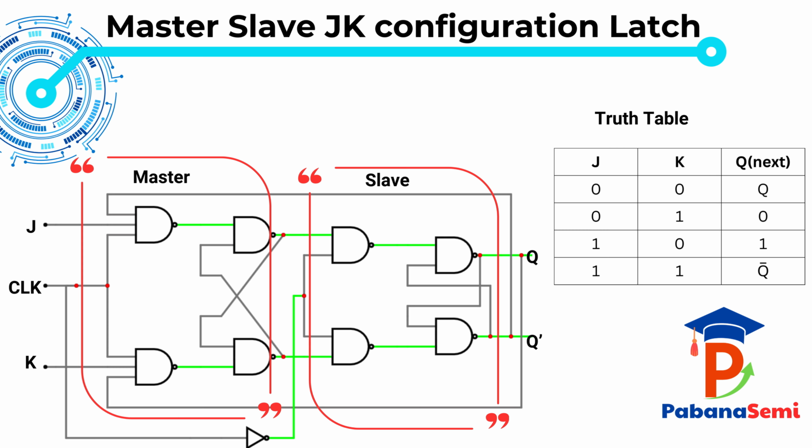So the main reason we discuss master-slave JK is simple. JK latch can race when J equals K equals 1, and master-slave design prevents that by allowing only one controlled update per clock cycle. A master-slave JK flip-flop is built using two latches, so people see latch blocks and think it's still a latch. But the combination of two latches with opposite clock phases behaves like an edge-triggered device, so we call the overall thing a flip-flop.